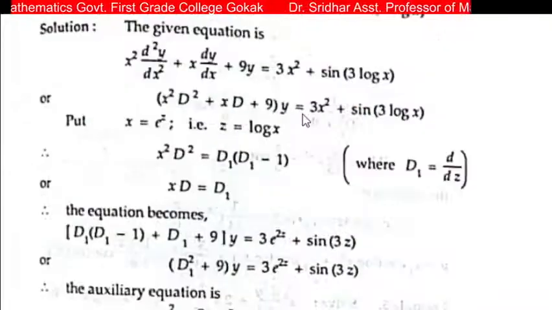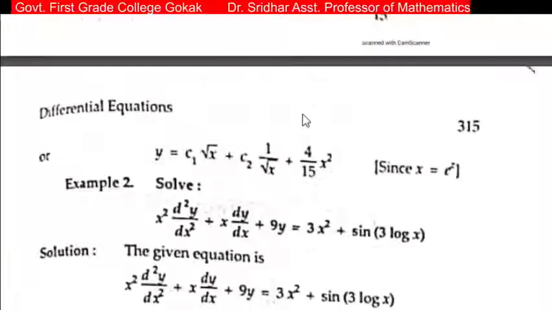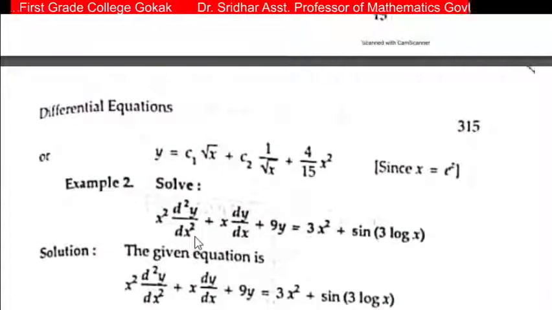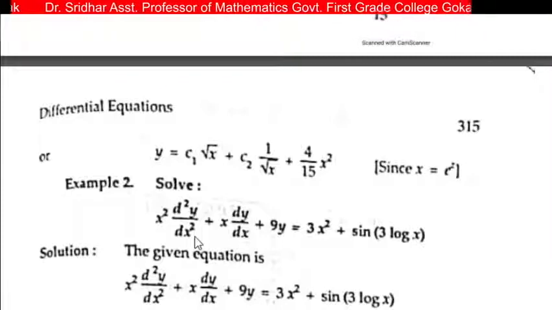So what we do is convert the given differential equation, that is Cauchy's homogeneous differential equation, into a linear differential equation with constant coefficients. After that we apply the method of linear differential equations with constant coefficients, and we substitute and we will get the solution of the given equation.